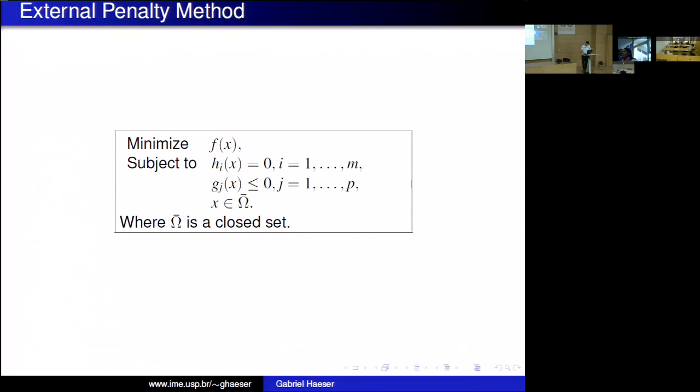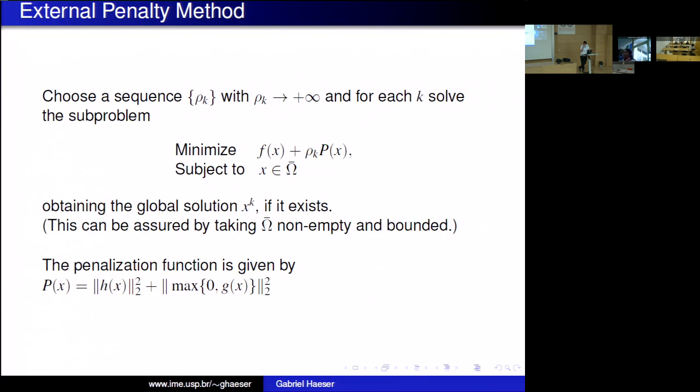Okay. So I must mention that I decided to skip the end of the last part about interior point methods. It was mainly some basic material about linear programming interior point methods. So you can read the slides or you can check other references about this content. So I will focus here on the external penalty method.